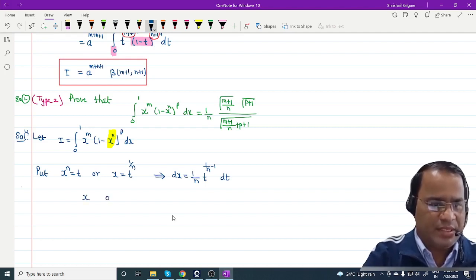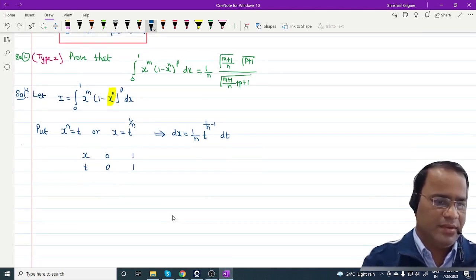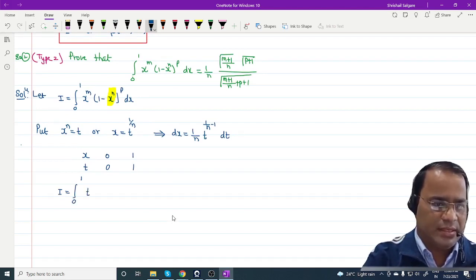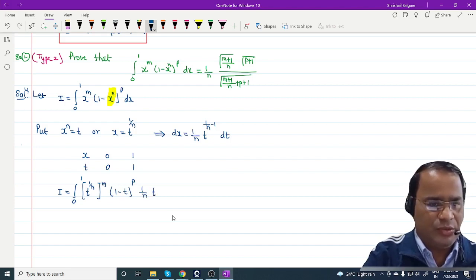Given limits for x are 0 to 1. What are the limits for t? If x is equal to 0, t is obviously 0. If x is equal to 1, the nth root of 1 is again 1, so you are getting the same. Therefore, that integral I can be written with new limits 0 to 1, x is t raised to 1 upon n raised to m, and this becomes 1 minus t raised to p, and dx is given by 1 upon n into t raised to 1 upon n minus 1 dt.